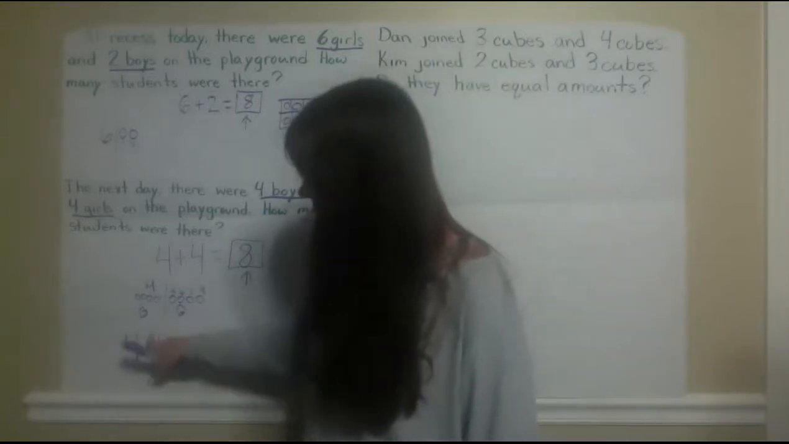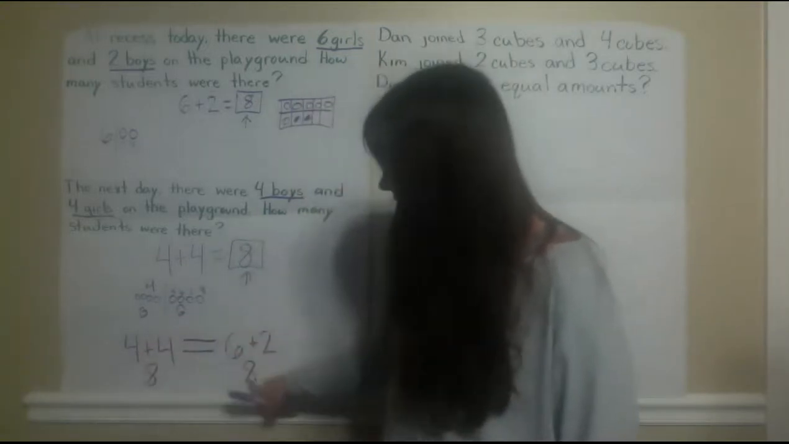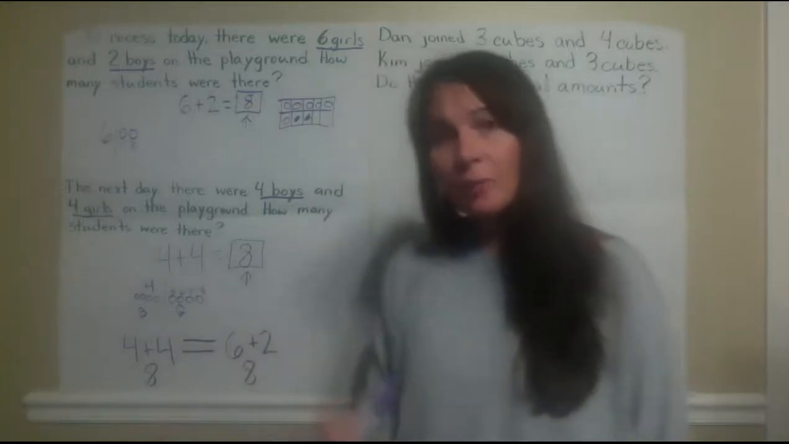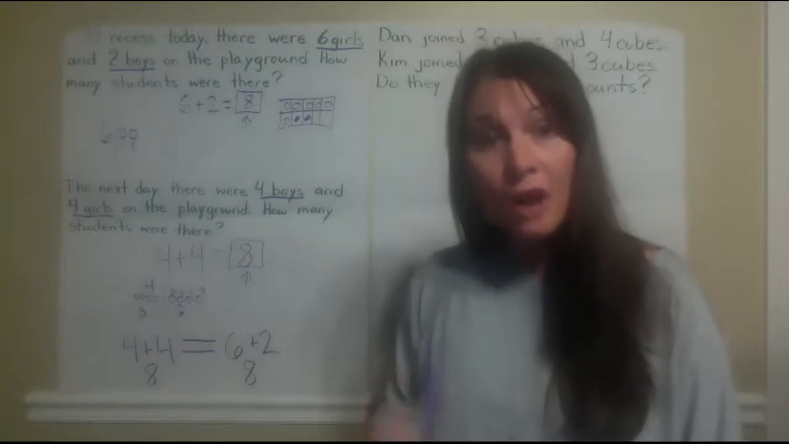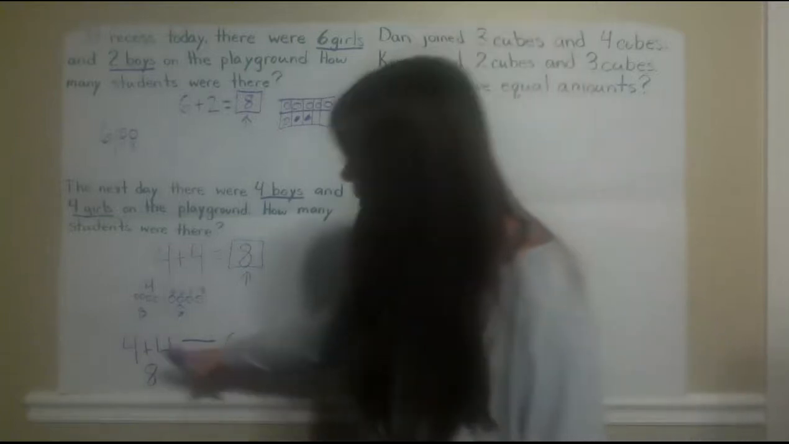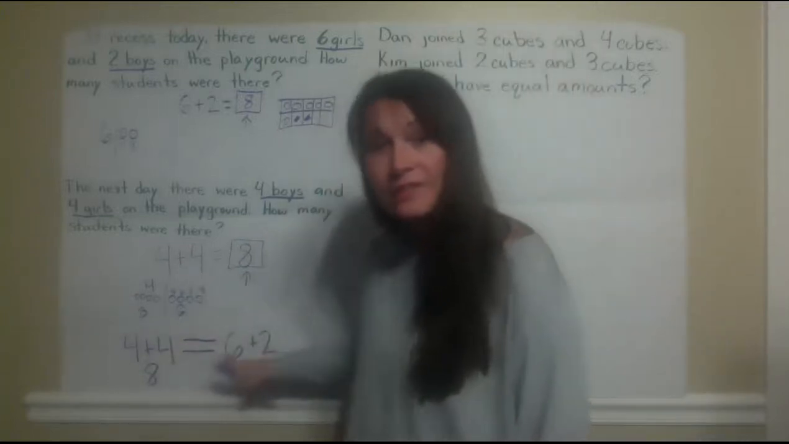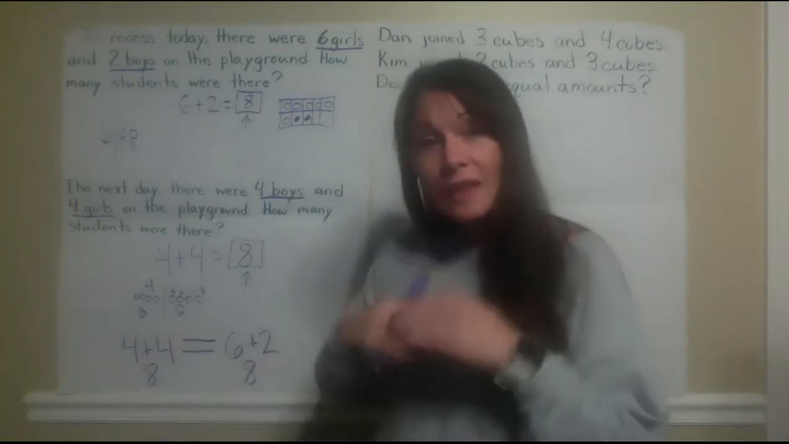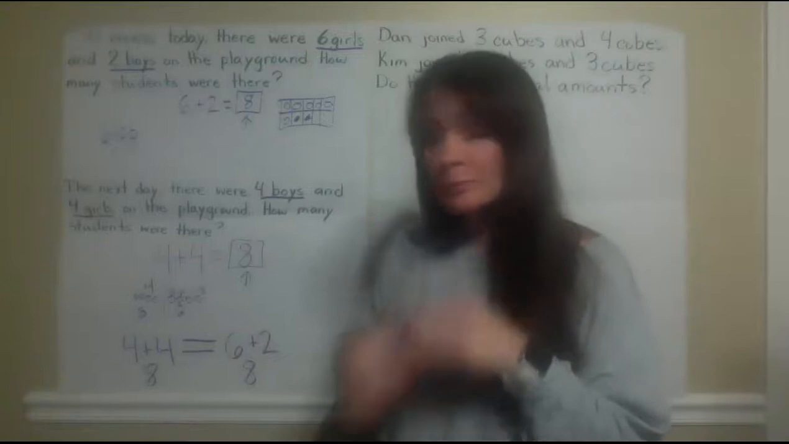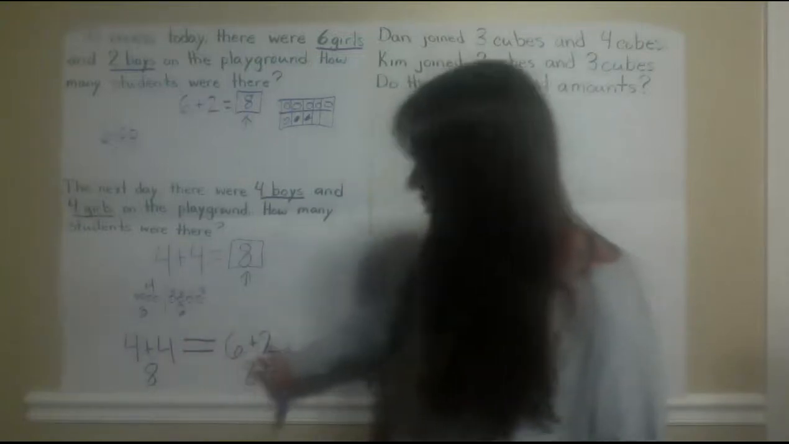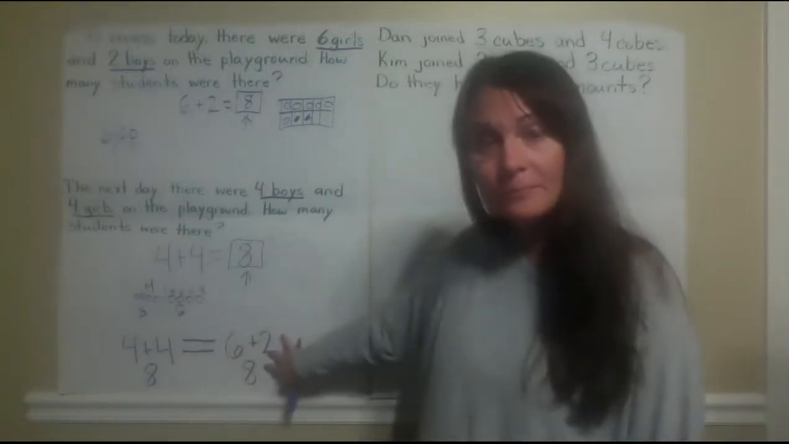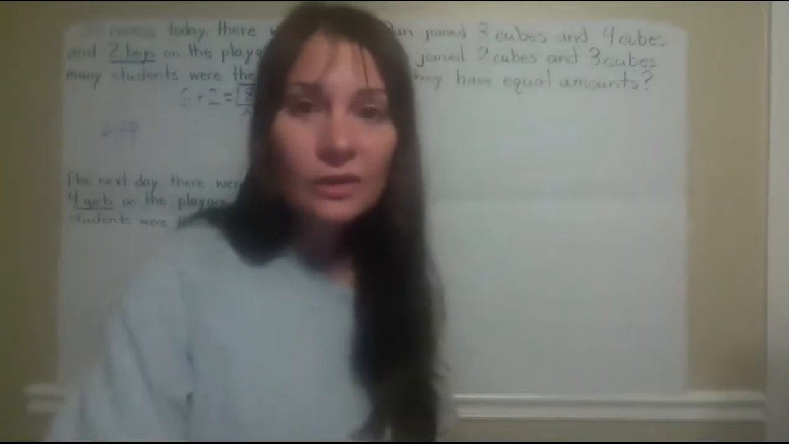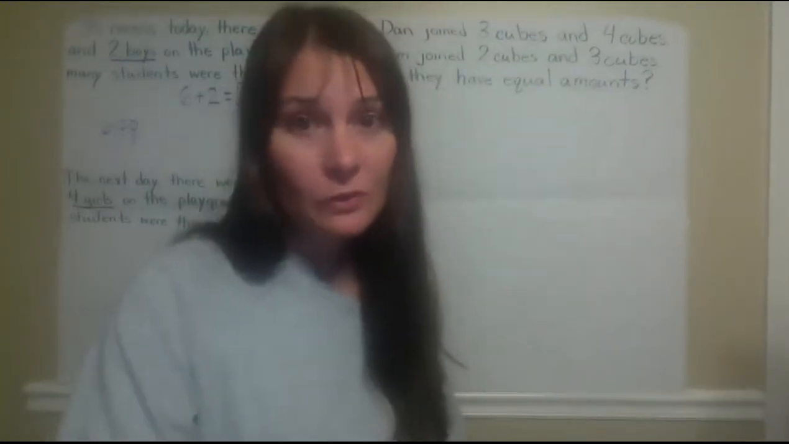This side of the equal sign is 8. This side of the equal sign is 8. So even though the numbers or the addends are not the same, they both equal the same amount. So that means that they are equal to each other because they both have the same sum. Let's go ahead and try another one. You will need your cubes or your manipulatives for this.